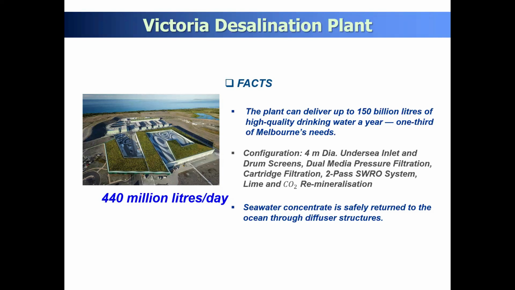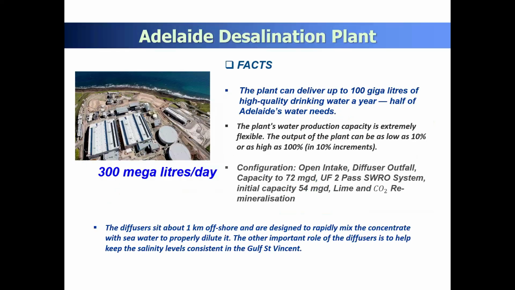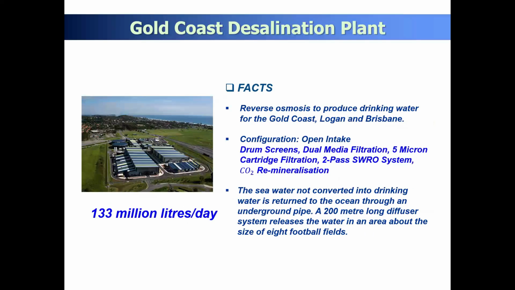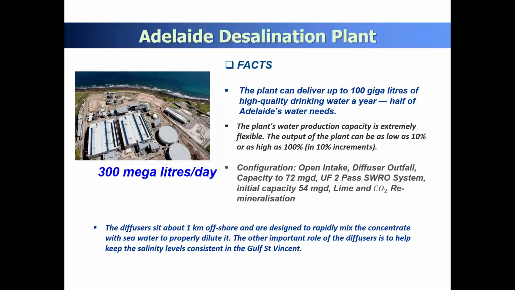So this is the Victoria plant, and this is Adelaide. If you compare the other plants, Gold Coast is dual media filtration and reverse osmosis. The Victoria desalination plant is dual media filtration and seawater reverse osmosis. And Adelaide is this, ultrafiltration.